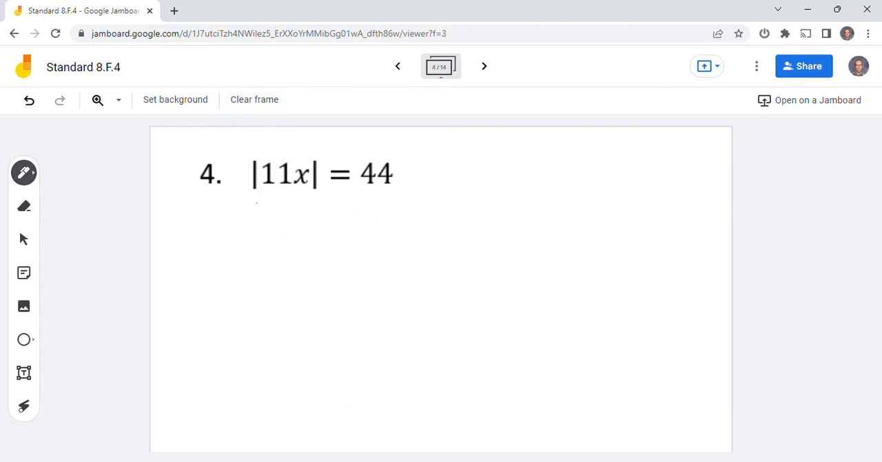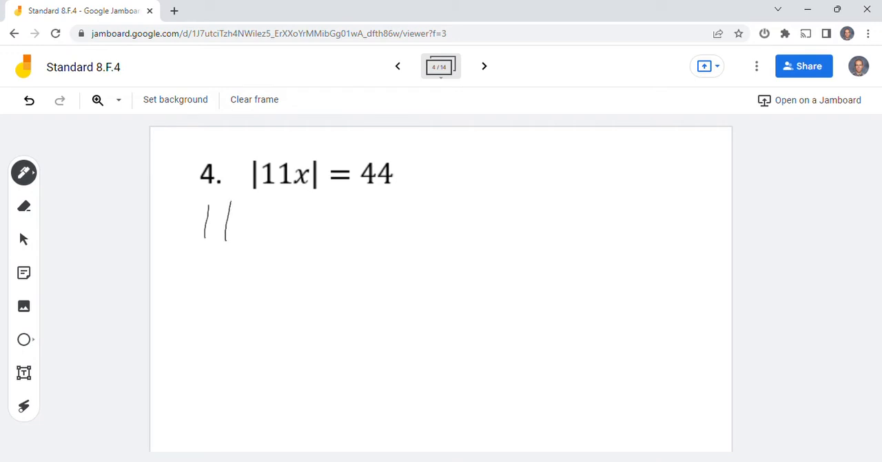Absolute value equations are solved by splitting up into the two scenarios, both positive and negative. We need to isolate the absolute value first, but that's already taken care of right here, so we don't have any work to do there. So we can go ahead and split it up straight into our two situations.